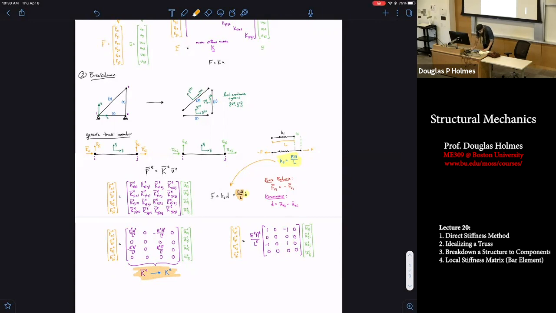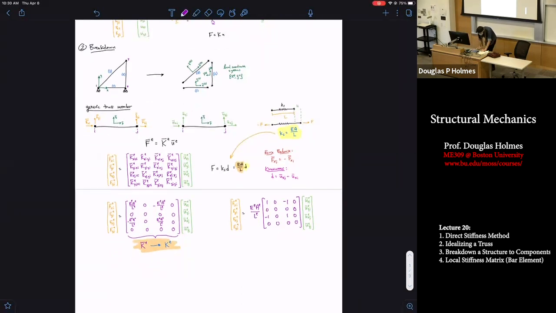The way we're going to do this is we're going to transform from local to global coordinate systems. And the way we're going to do this is we're going to transform the force vectors and the displacement vectors.